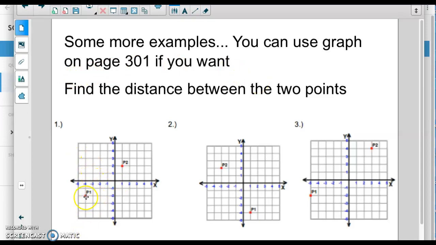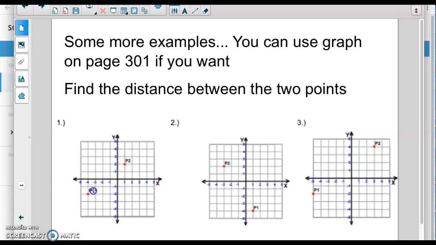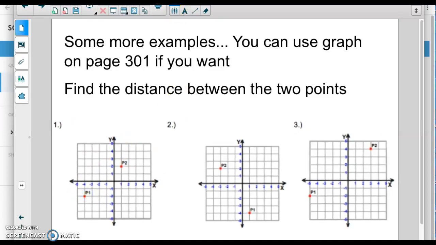Find the distance between the 2 points. So here's point 1, here's point 2. Not only am I going to connect those, I'm going to make them into a right triangle. So this is the distance I'm solving for. This is my right triangle. So my first leg length is 1, 2, 3, 4. My second leg length is 1, 2, 3, 4, 5.